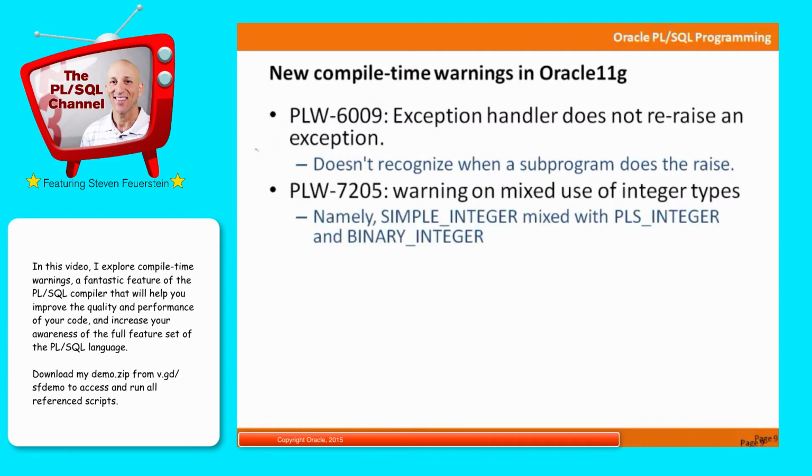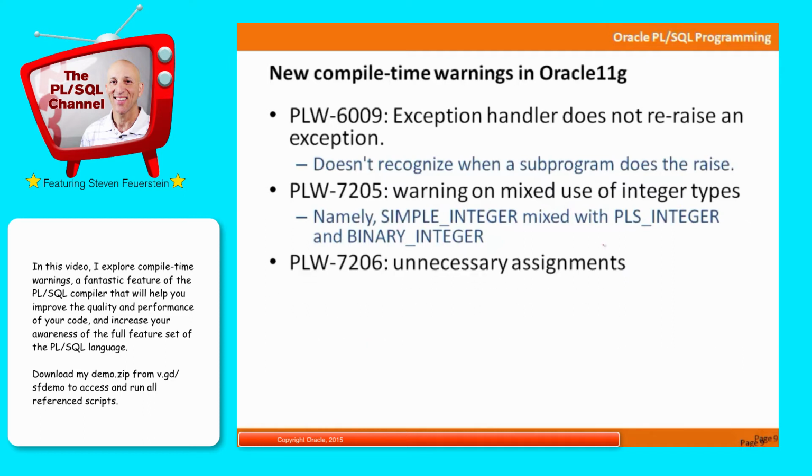I'll come back to this comment here in just a moment. 7205, it'll warn you about mixed use of integer types. So if you're using the new 11G simple integer, and you combine it with PLS integer or binary integer, that can cause some problems in terms of performance and also conversion. And Oracle's warning us about that.